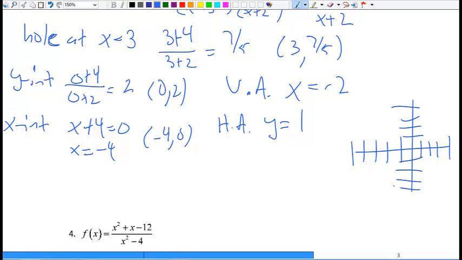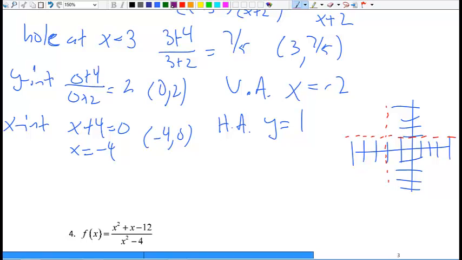Alright, so let me start with the asymptotes. Let's go y equals 1. So there's a dotted line there. x equals negative 2. There's a dotted line there.